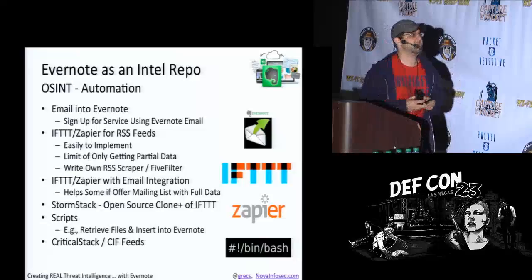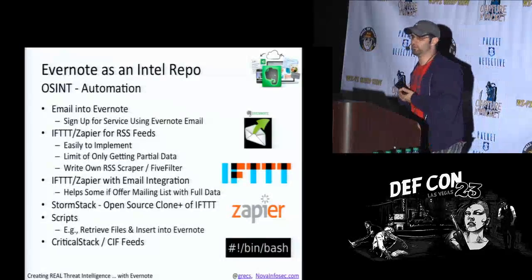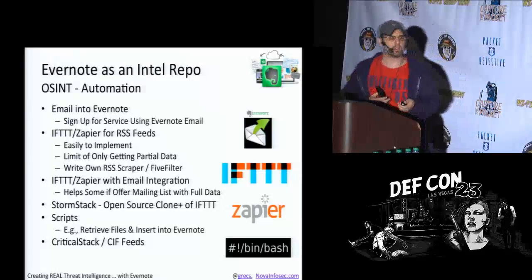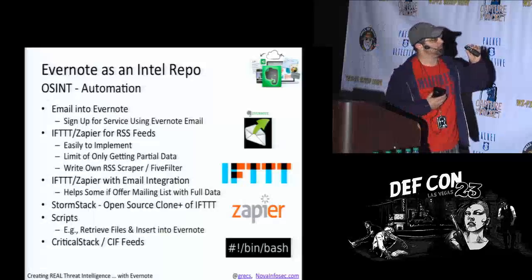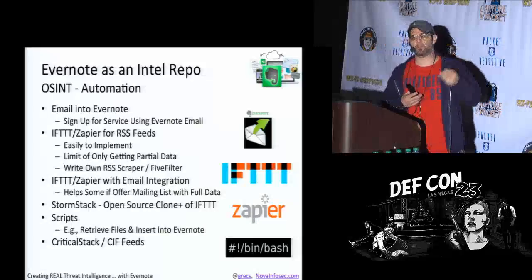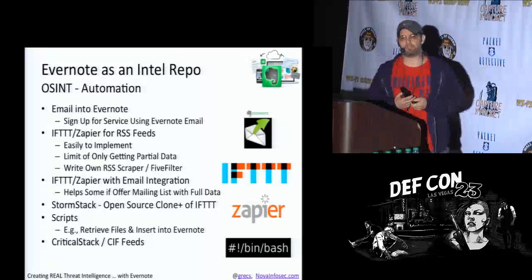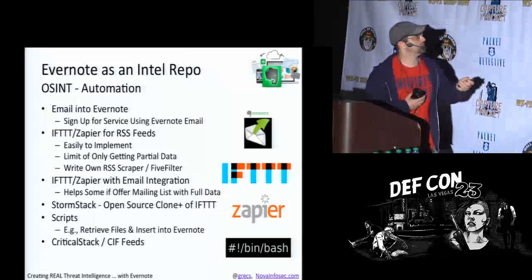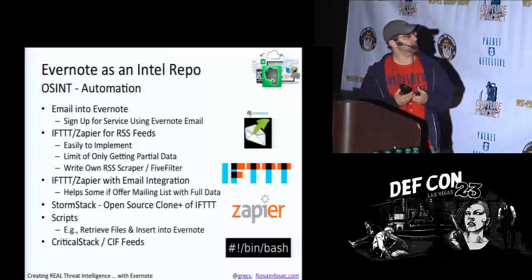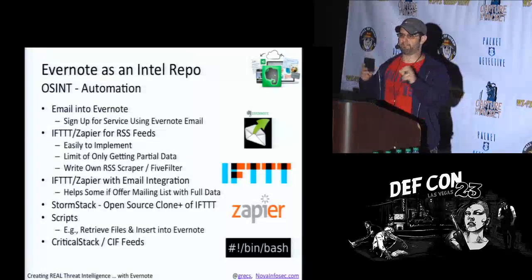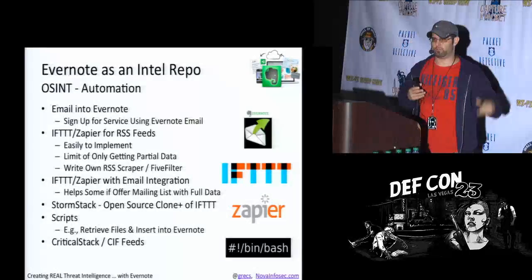So the question is how do I automate this? Well, I'm lazy, right? So I didn't want to manage my whole system. I went out and at least initially tried to use some simple methods that were out there first. So Evernote has an awesome way of getting stuff into it. You literally just email whatever you want. They give you a special Evernote email address that no one else knows, and you just mail it to yourself.